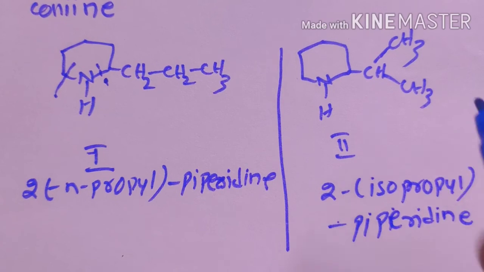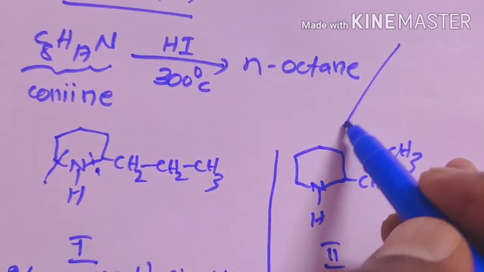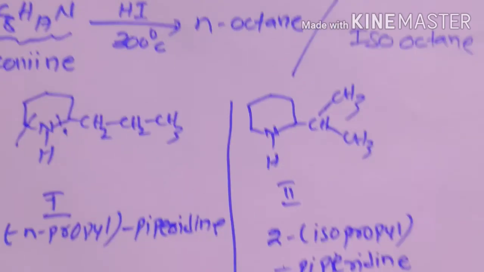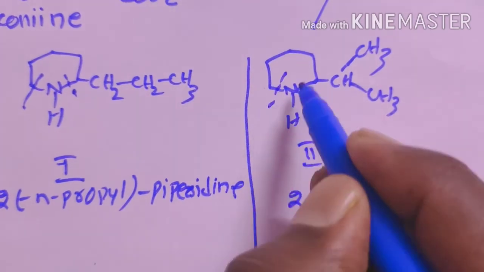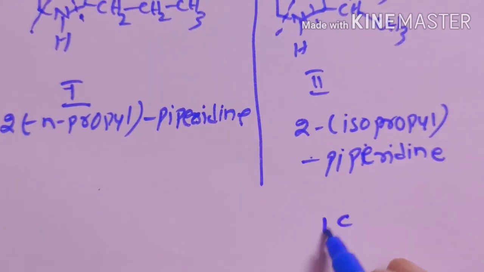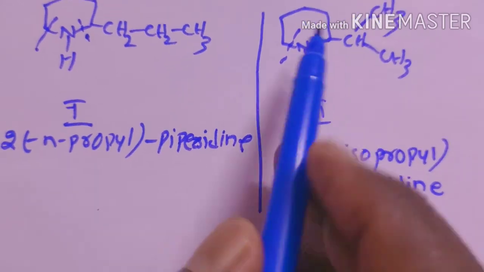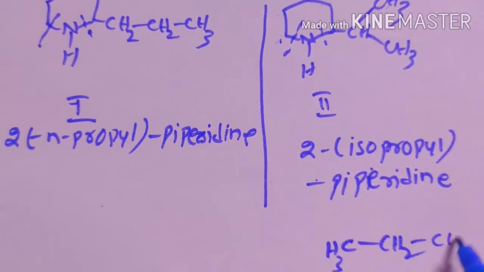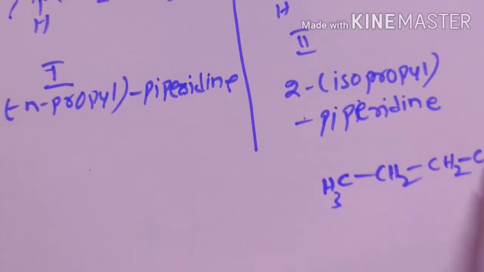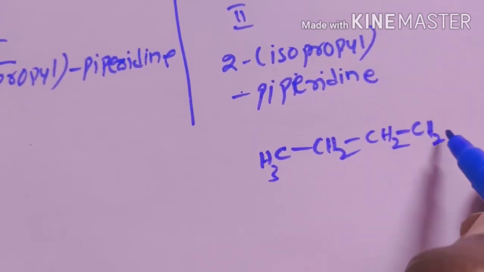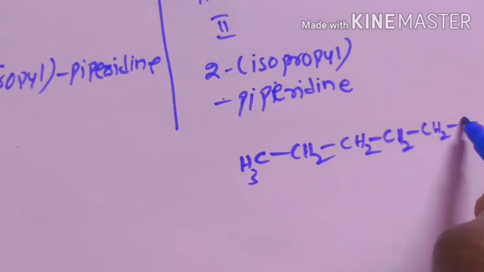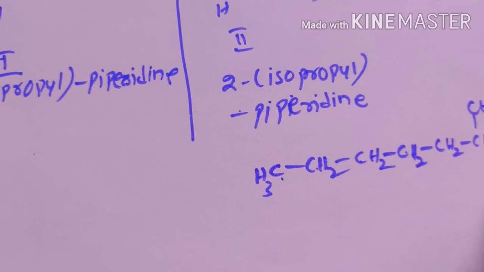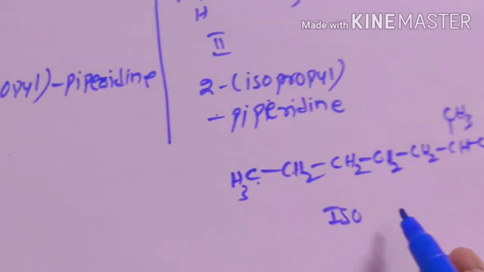If it is the 2-isopropyl piperidine, then in place of n-octane, we should get isooctane from it, because here it cuts here and here we get the isooctane, CH3 CH3 CH2 CH2 CH2 CH2 CH CH3 CH3. 1 2 3 4 5 6, this is the 7th one and this is the 8th one. So this is isooctane.